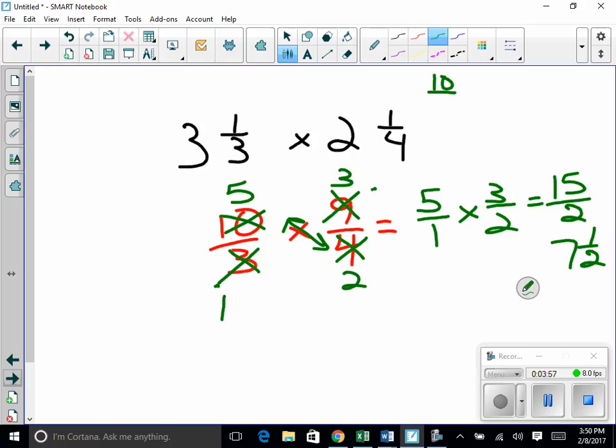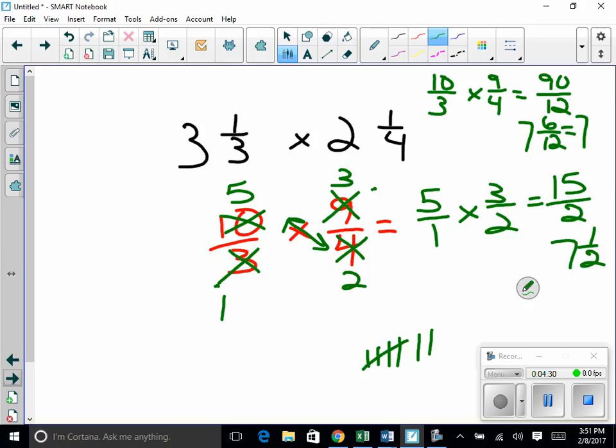So just to show you that that is the correct answer, let's go ahead and we'll go right here. We'll go 10/3 times 9/4. Now let's see if we can multiply this across. So we have 90 over 12, and then 12 goes into 90. Let's see, 12, 24, 36, 48, 60, 72, 84. It looks like 7 times. And then we have 6/12 left over, and we know that 6/12 actually turns into a half. So 7 1/2. Same answer. I like the reducing method. Okay?